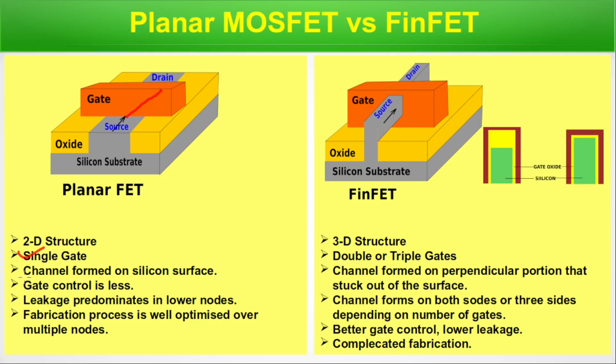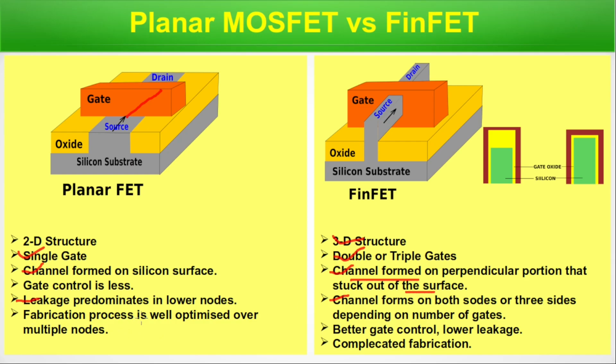Now, in the planar device the channel is formed on the silicon surface. In FinFET, the channel is formed on the perpendicular portion that sticks out of the surface. Here the channel is formed at the very surface of the wafer. Here the fin portion comes out of the device and the channel is formed there. These are the structural differences. Now, leakage predominates in lower nodes of planar MOSFET. In FinFET, the channel forms on both sides or 3 sides depending on the number of gates.